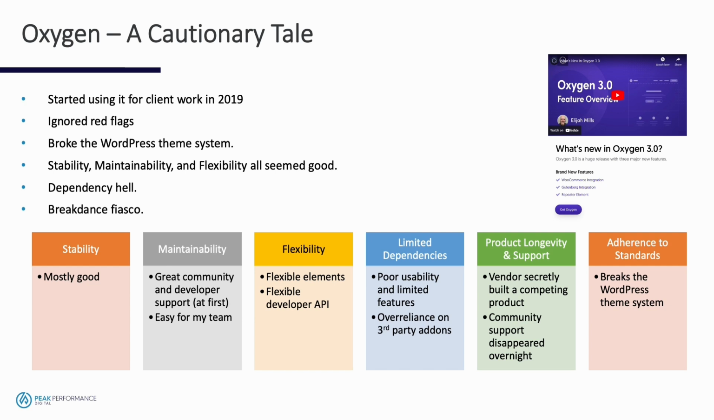The first big red flag, though, was that it purposely broke WordPress's theme system, which also caused issues with other plugins and tools that relied on it. Even doing something as simple as adding a function to a child theme was impossible on Oxygen without resorting to another third-party add-on to manage scripts. Flexibility was a mixed bag.